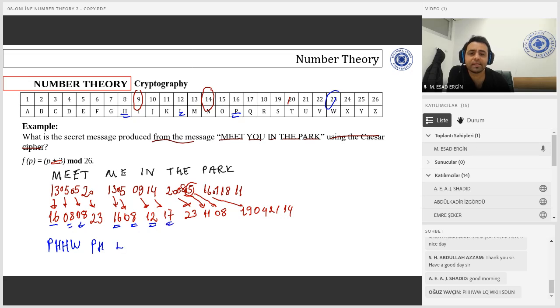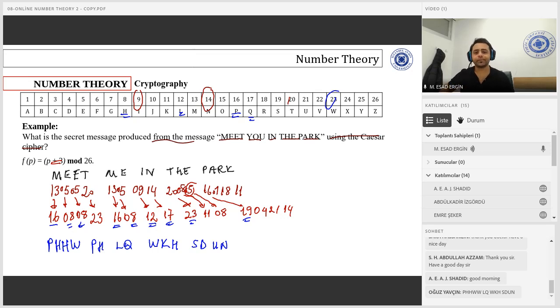What is 17? It is Q. And what is 23? It is W. 11 and 8 is H, yes. And what is 19? It is S. D, 21, which is U, and 14, it is N. Yes, Oz, you are right.